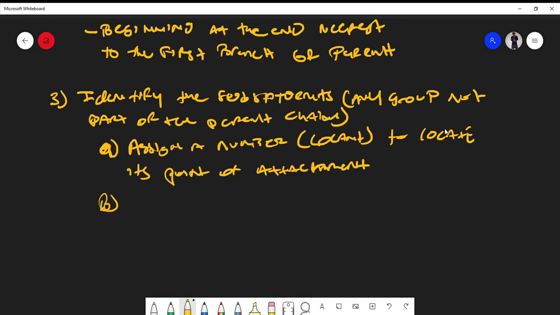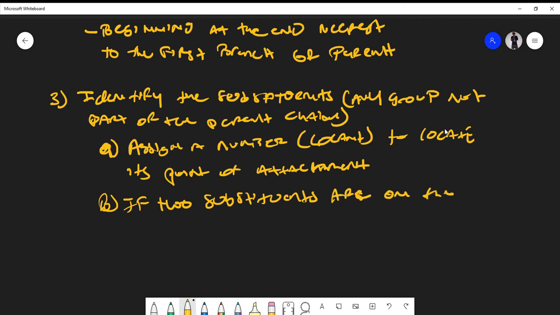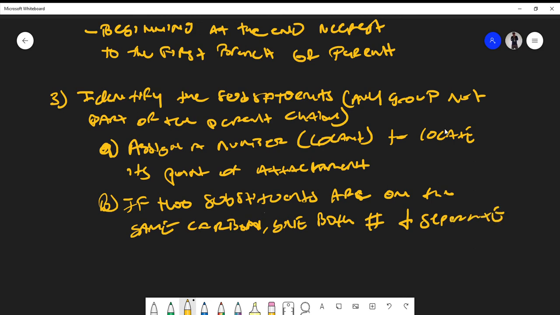We must also specify that if two substituents, so be careful now, if two substituents are on the same carbon, then we must give both numbers. In other words, if two substituents are on the same carbon, we must give both numbers and separate with a comma.